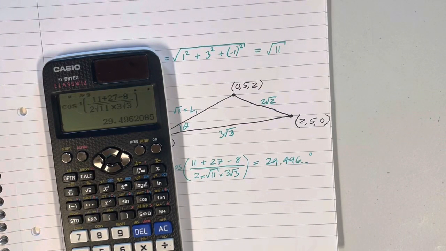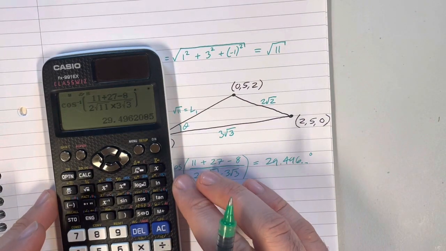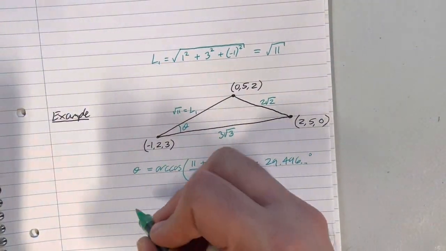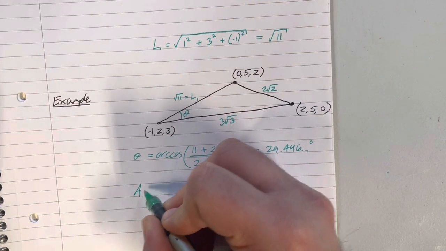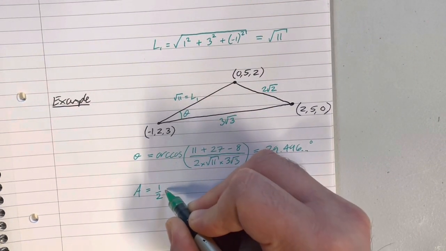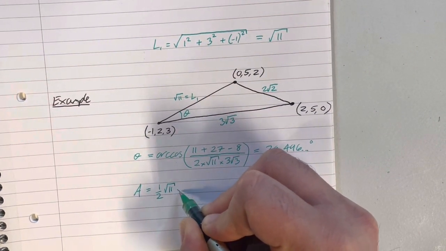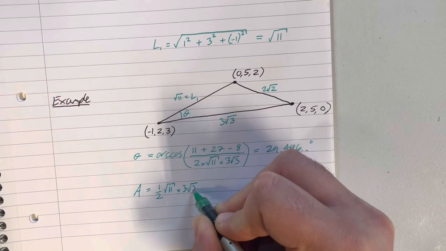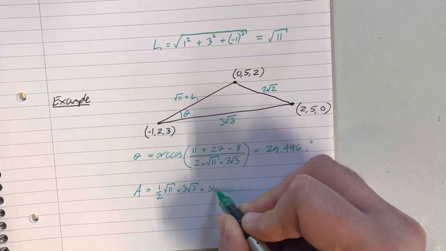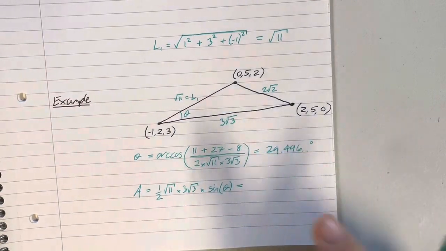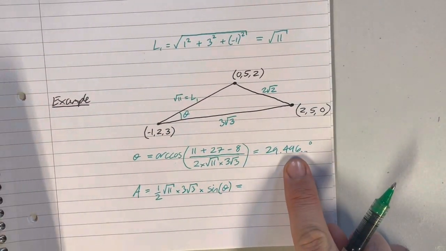You can work in radians, it's not a problem because this is an intermediary calculation for what you're trying to do, as long as you're consistent with your units. The area then, well, the area of a triangle is going to be half AB sine C, so it's going to be half times root 11 times 3 root 3 times the sine of the angle in between them, which I've just calculated here.